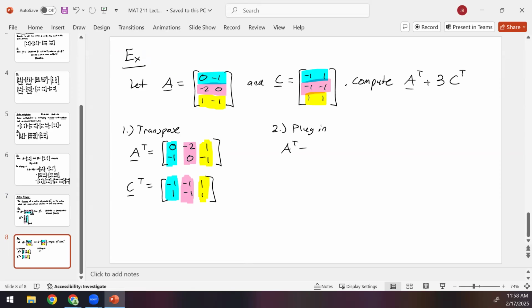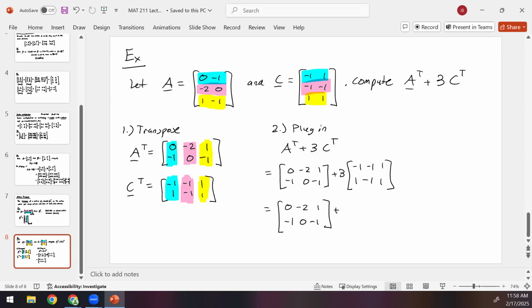So A transpose plus 3C transpose becomes 0, -1, -2, 0, 1, -1, plus 3 times -1, 1, -1, -1, 1, 1. And then I'm going to do the multiplication. And a lot of people just do this in their head, which is fine. There's nothing wrong with that. Just be careful. It's very easy to make mental errors.